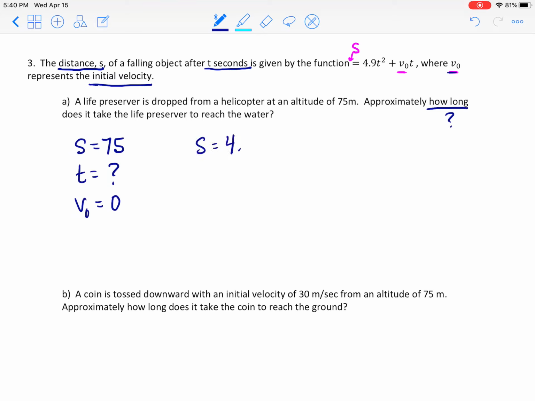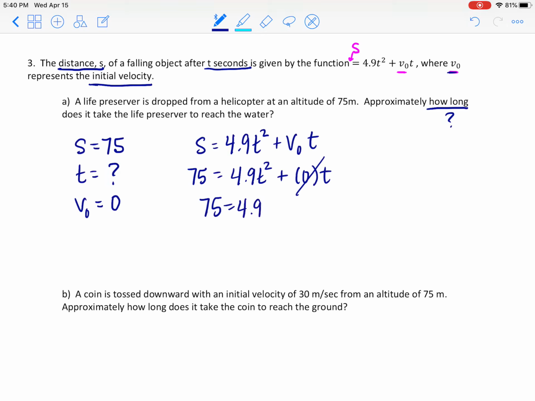So we're going to plug in all the values that we have here, leave t in. So instead of s equals 4.9 t squared plus v sub 0 t, we have 75 go in for s, 4.9 t squared, that can stay, and then instead of v sub 0 times t, it's 0 times t, and that makes that term go away. So really just solving 75 equals 4.9 t squared. And that's not a bad one to solve.